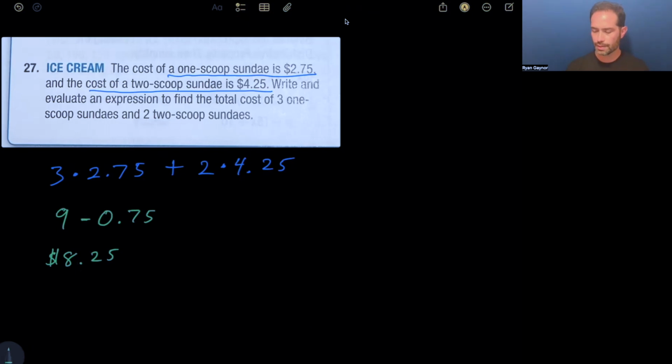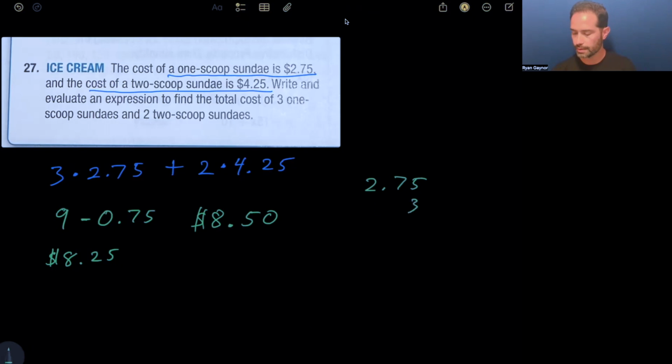All right, and then for this one, since we're multiplying times 2, and the 25 cents won't go over the dollar, it makes it a bit easier. So we have 2 times the $4, which would be $8. And then we have 2 times the 25 cents, which would be 50 cents. So $8.50.